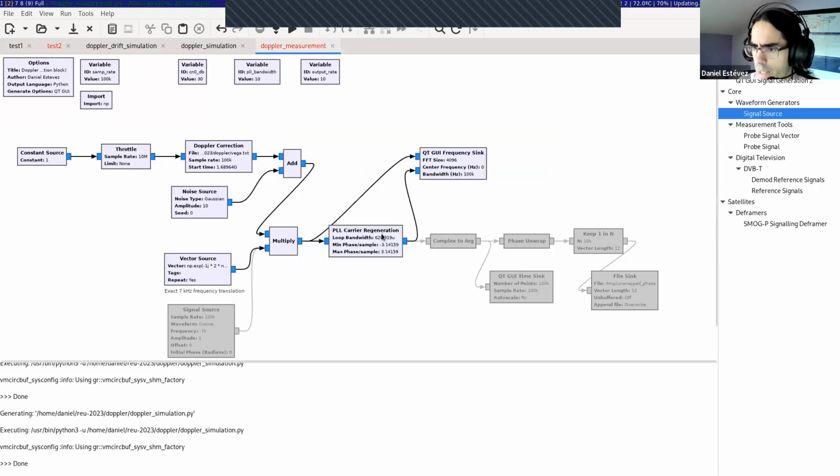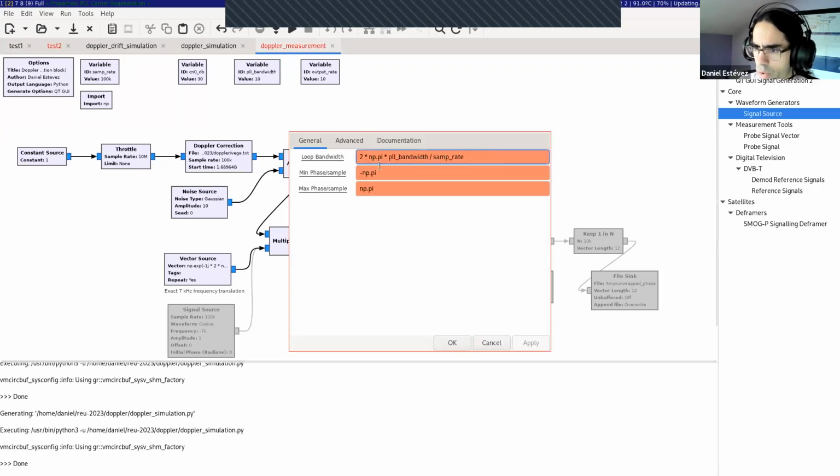And by the way, if you look at the documentation, the loop bandwidth needs to be in radians per sample. So the way to convert between Hertz and radians per sample is multiply by 2 pi, divide by the sample rate. If you think about the units, this is in cycles per second. This is radians per cycle. This is samples per second. Then some units cancel out, and this works out to be radians per sample, as we wanted.